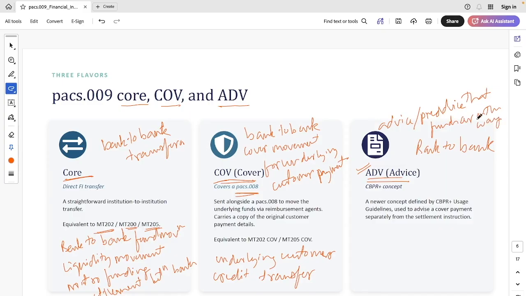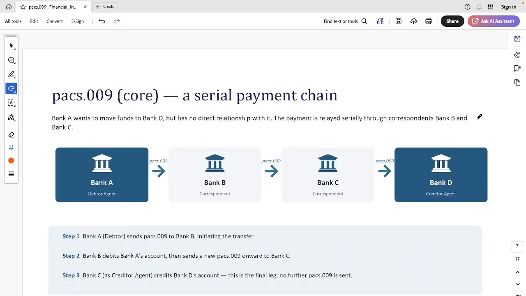Okay, now let's understand pacs.009 core using a serial payment chain. So this scenario is on the screen. There's a bank A. Bank A wants to move funds to bank B, but bank A does not have a direct account relationship with bank B. So the payment cannot directly go from bank A to bank B. Instead, it moves through correspondent banks. So it moves through bank B and bank C. This is the example of a serial payment chain, because the payment instruction travels step by step through the chain. Now let's understand the flow.